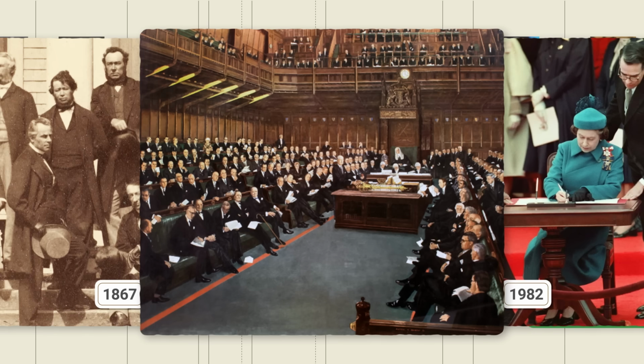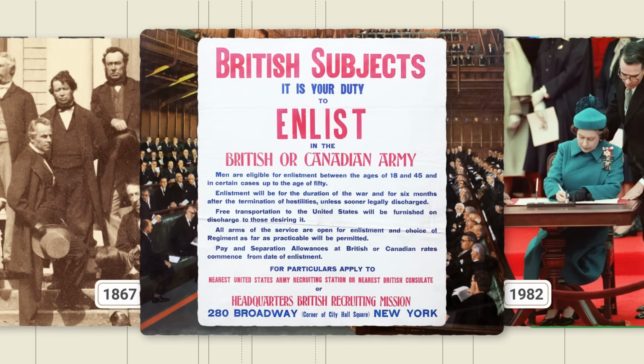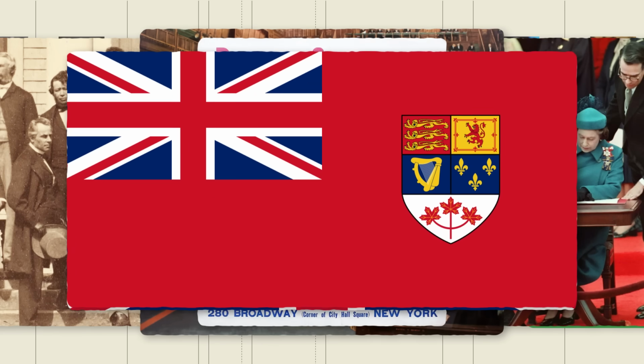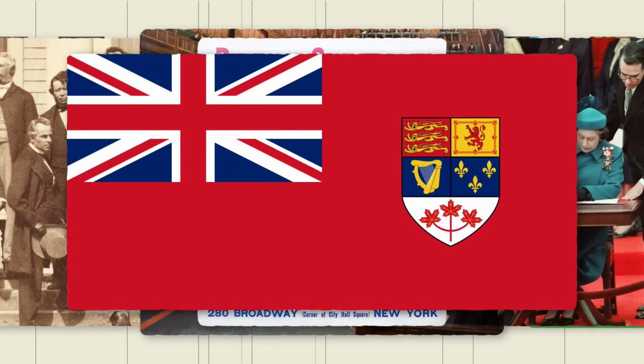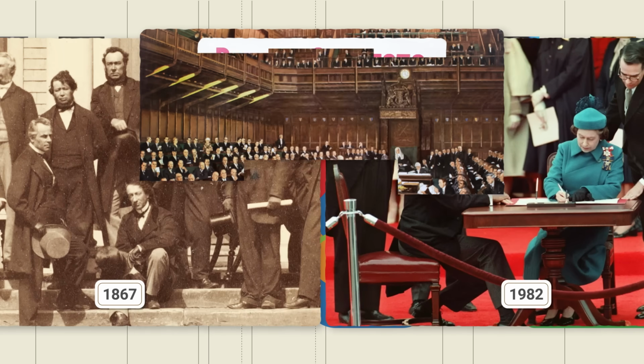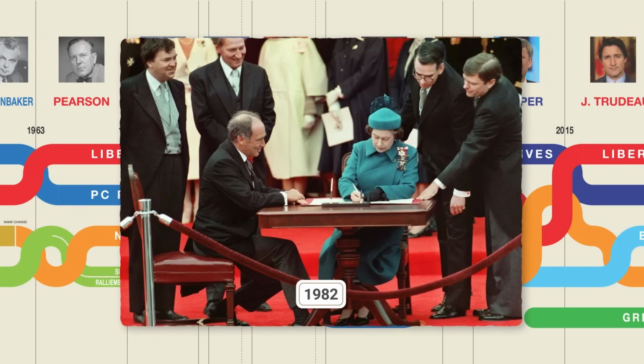In fact, up until 1977, Canadians were still referred to as British subjects, and up until 1965, this was the official flag of Canada. You might have thought that it was this one, but that one was technically just a nautical flag. The point is, it took a long time for Canada to actually become fully independent from Great Britain, and in fact, the process was not completed until April 17, 1982.